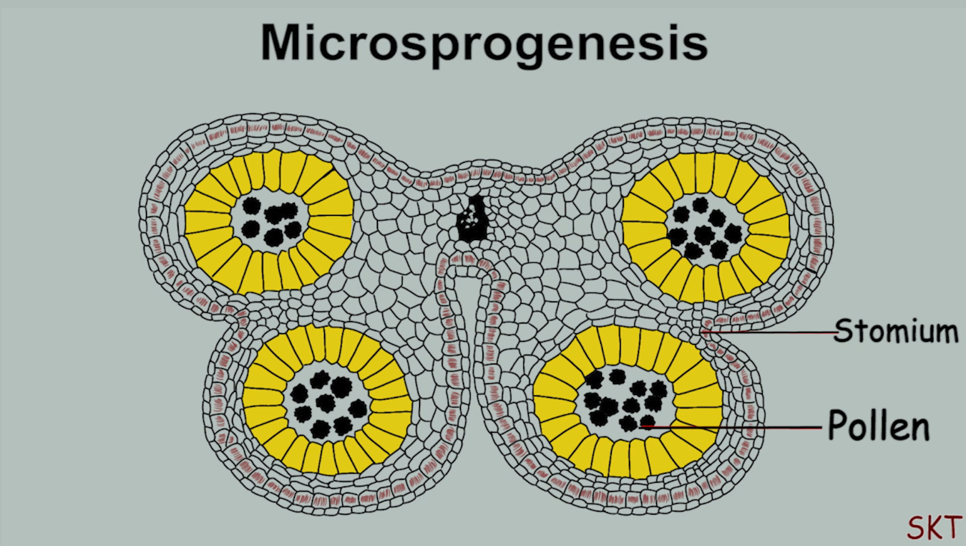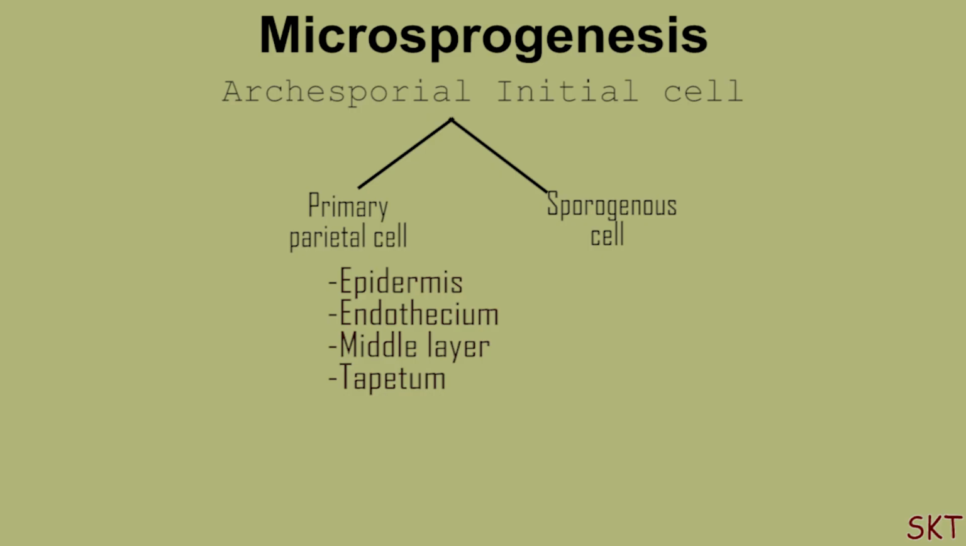As I have told you before, at the beginning there is an archisporial initial cell that divides to form primary parietal and sporogenous cells. We have learned about the parietal cell. Now let us study the sporogenous cells. The sporogenous cell further divides into pollen mother cell, which develops into microspore mother cell or MMC. The MMC undergoes two meiosis. The first meiosis produces a dyad and the second meiosis produces a tetrad.